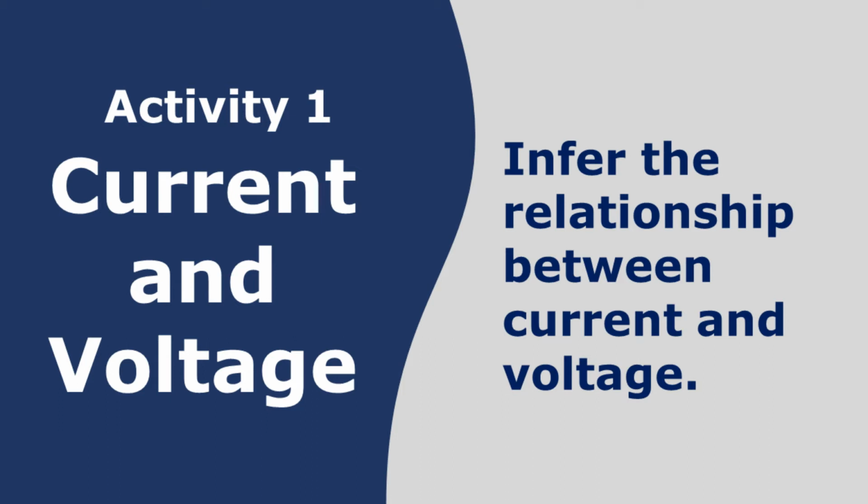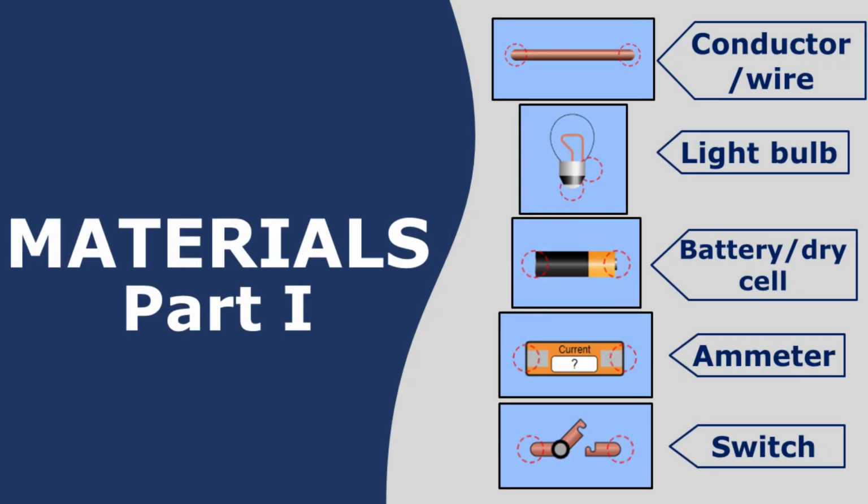For the first activity, current and voltage, infer the relationship between current and voltage. For the first part, the materials that we're going to use are conductor or wire, light bulb, battery or dry cell, ammeter, switch.